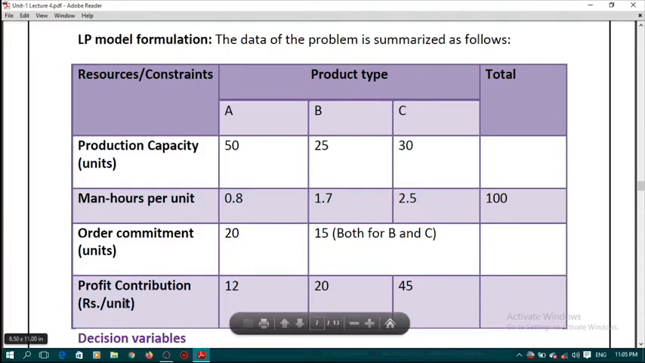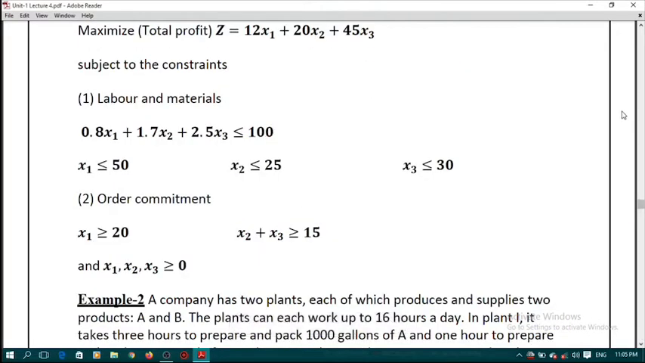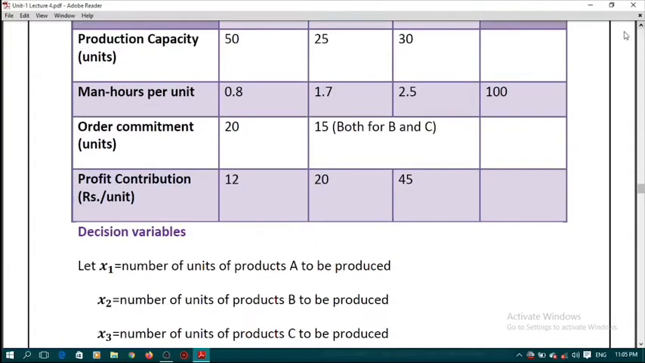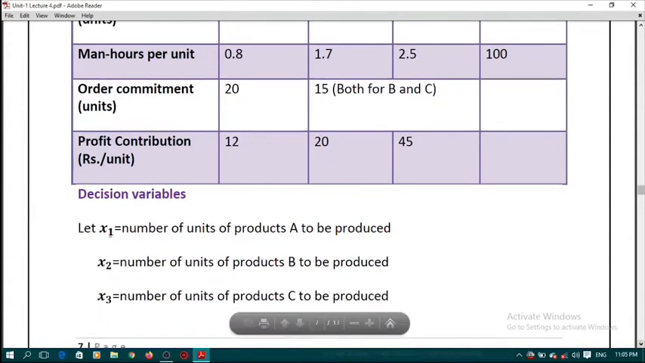And profit contribution, rupees per unit, is 12 for product A, 20 for product B, and 45 for product C. So here we have all the information about the example. So let's decide the decision variables. Let x1 equal the number of units of product A to be produced, similarly x2 is the number of units of product B to be produced, and x3 is the number of units of product C to be produced.